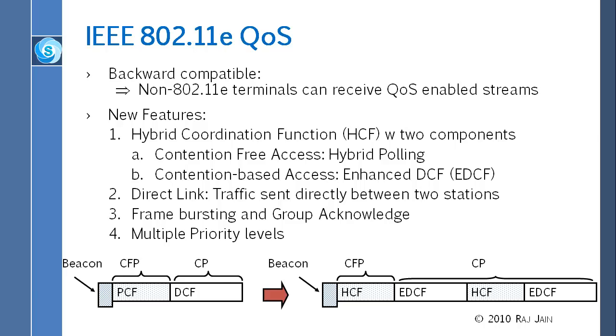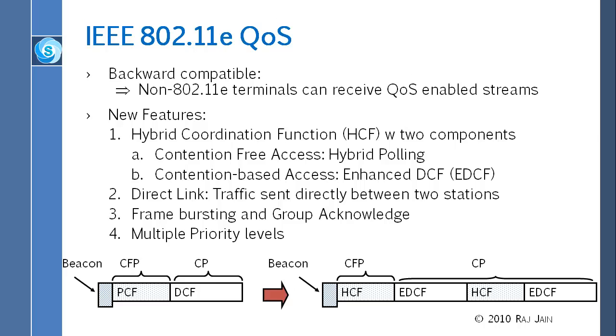11E is the next important one, which actually does the quality of service. Now in the 11E, what they have done is they have put priorities. Basically, instead of having one priority, they have 8 priorities, but they have only 4 queues. So really there are 4 priorities in that sense.